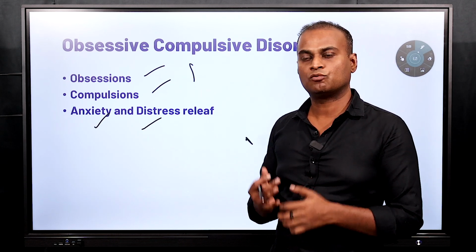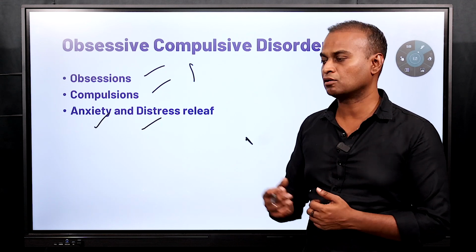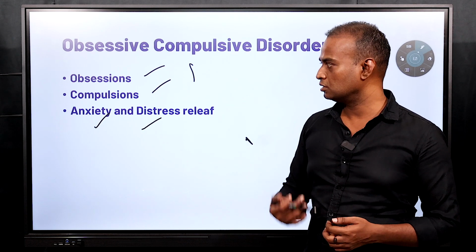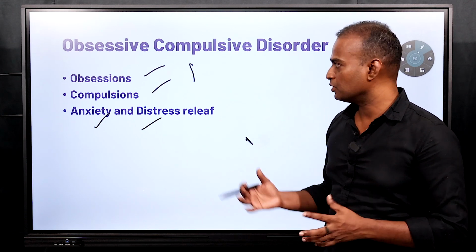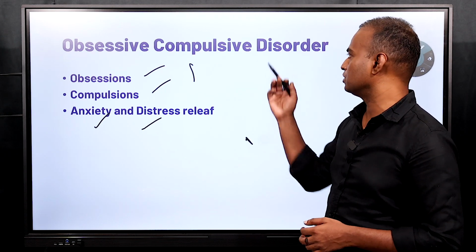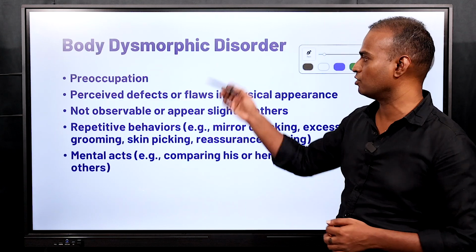To come out of that anxiety, he will wash his hands or go and check whether he has locked the door again and again. So these are known as compulsions. If any person has these criteria, he can be labeled as obsessive compulsive disorder. Next one is body dysmorphic disorder.